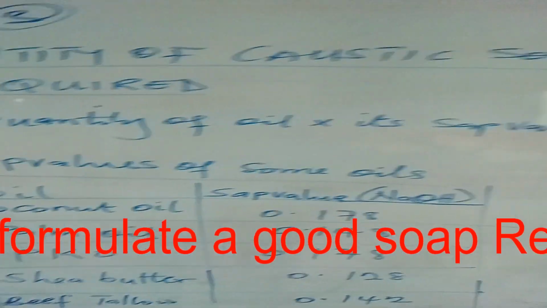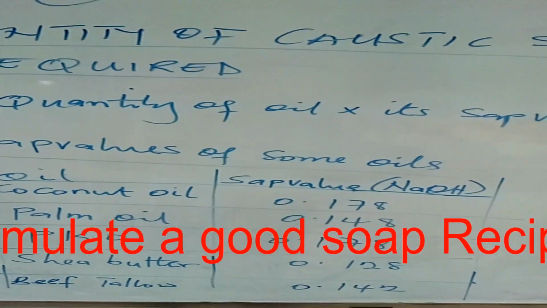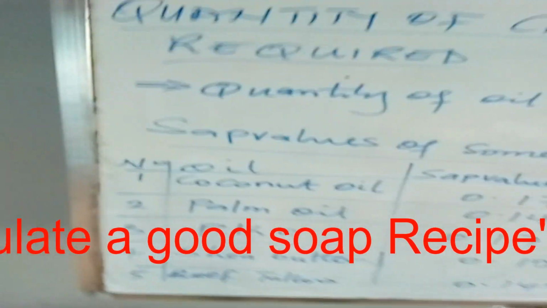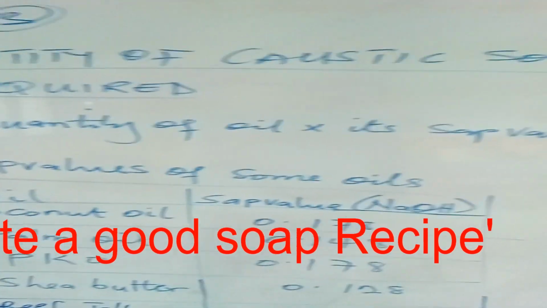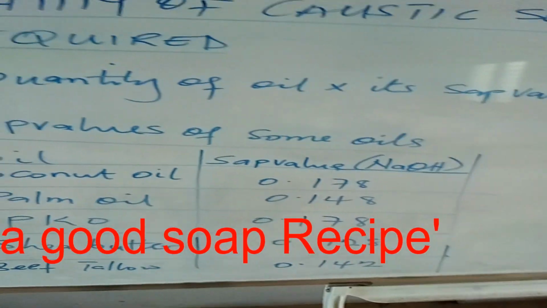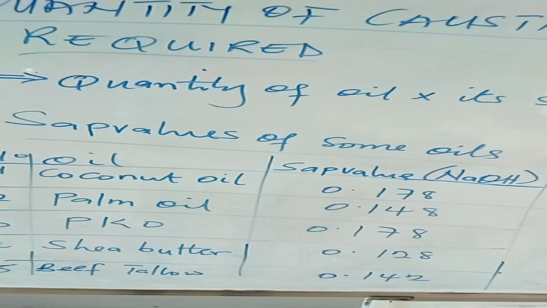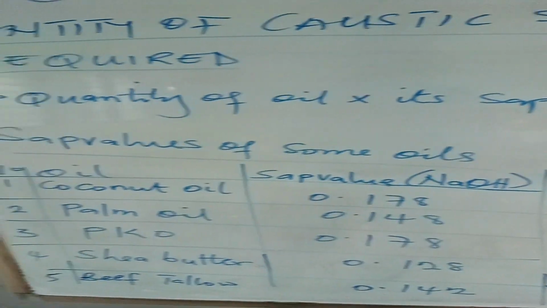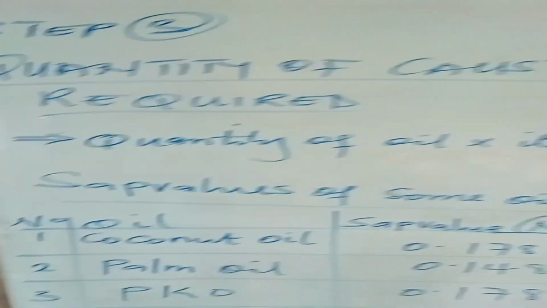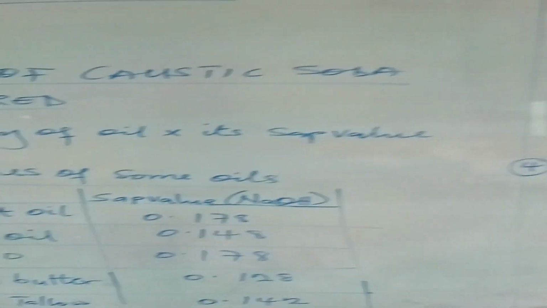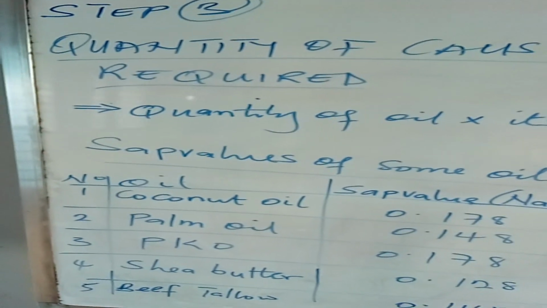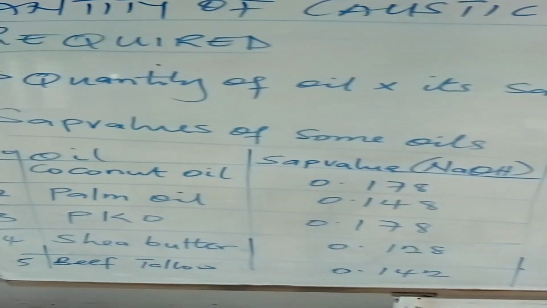So today we'll go to step 3, and that is to learn how to determine the quantity of caustic soda needed for the soap production, and then how we can also superfat our soap. So step 3, how to determine the quantity of caustic soda needed for our soap production.